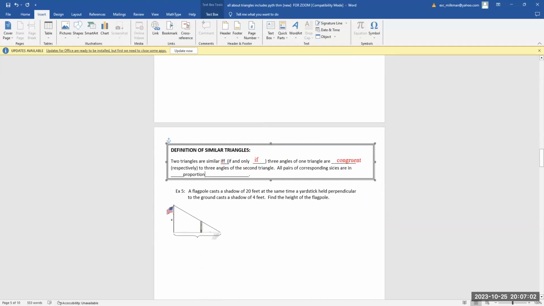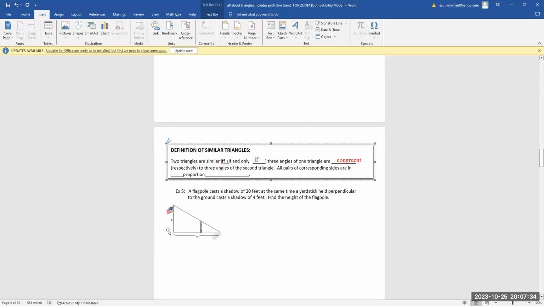Example 5: a flagpole casts a shadow of 20 feet. At the same time, a yardstick held perpendicular to the ground casts a shadow of 4 feet. Find the height of the flagpole. This is how we find the height of things that we can't directly measure. We go look in a situation like this where we can create what are called two similar triangles. Let's look at the triangles that I have drawn for you.